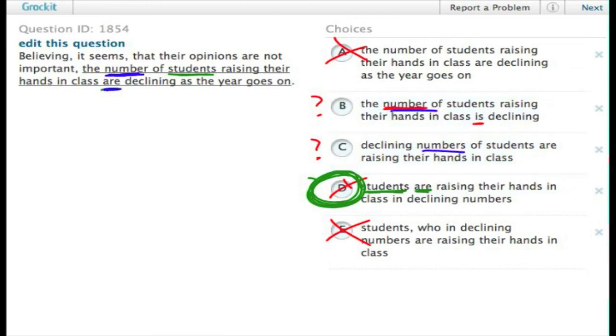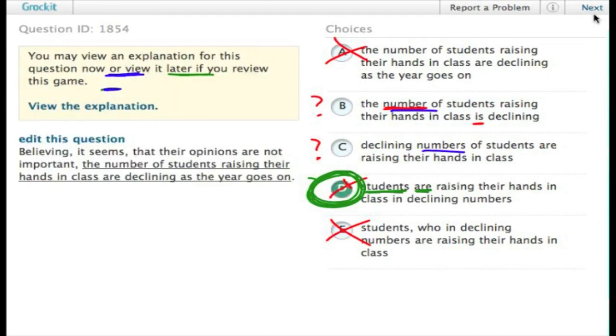All right, answer D is correct. Let's go ahead and confirm that, and we'll move on.